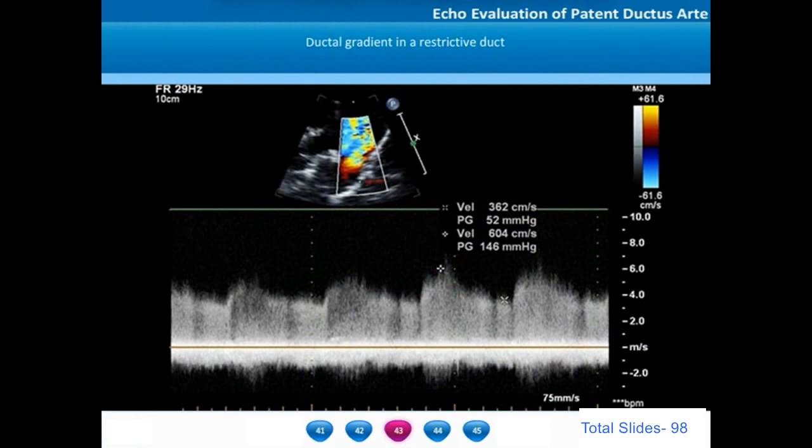When we measure the gradients with a continuous wave Doppler, we notice that the gradients are in the range of around 5 to 6 meters per second. This is a feature of restrictive ductus because the pulmonary artery pressures will be normal. Also notice that the end diastolic gradient is around 52 millimeters of mercury, which once again is a pointer towards normal pulmonary artery pressures.